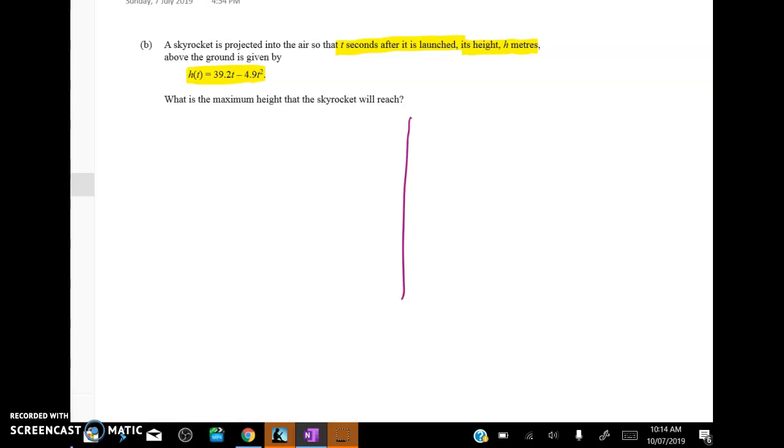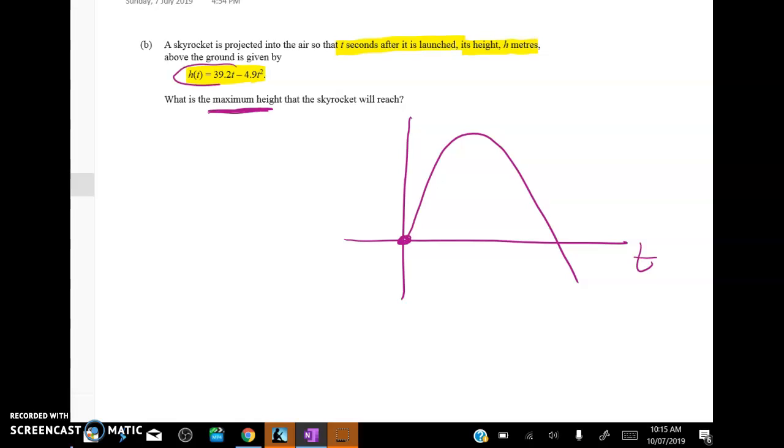So let's think about what that graph looks like. Well, the rocket is launched at t equals 0, and it's going to go like that. So we're asked to find the maximum height. We have to make sure that we do that using calculus. So your graphing skills are quite good now, so you can pretty easily figure out by factorizing where this vertex is going to be. But don't do that.